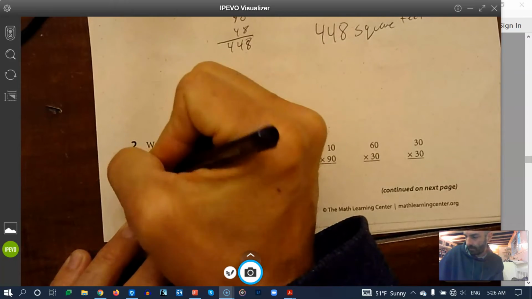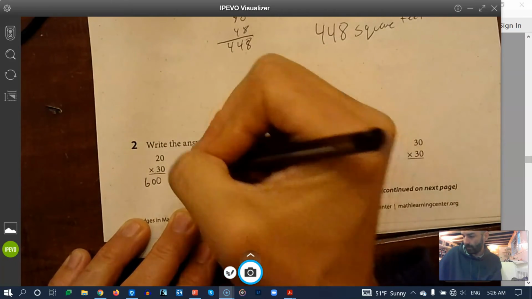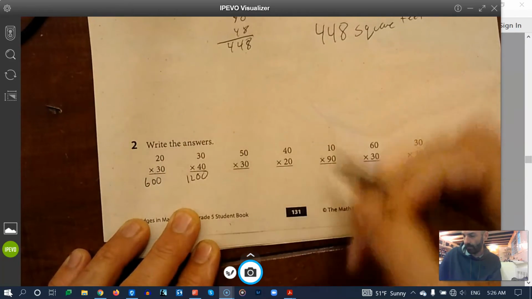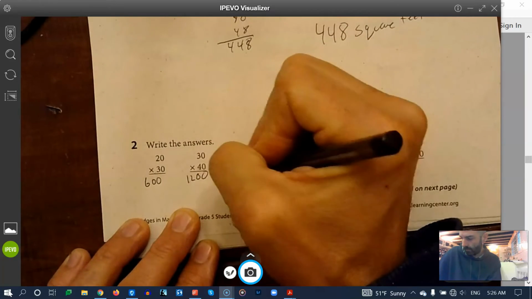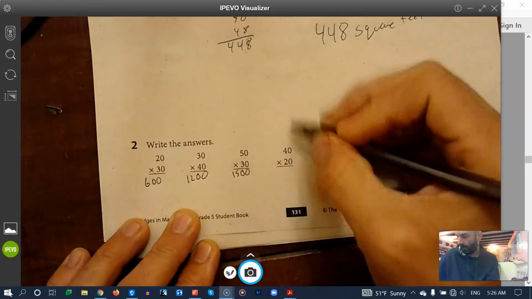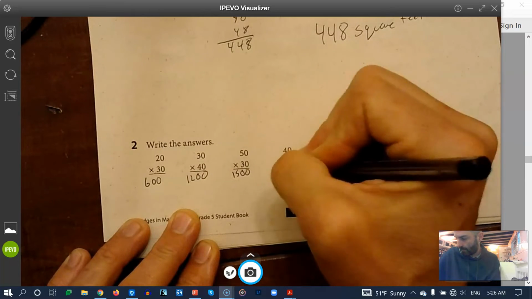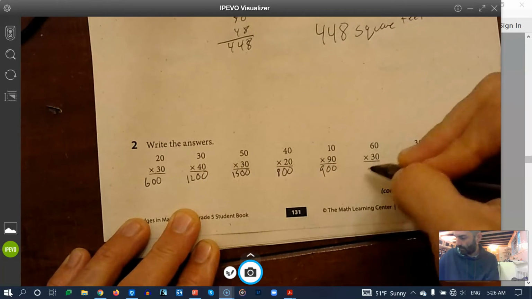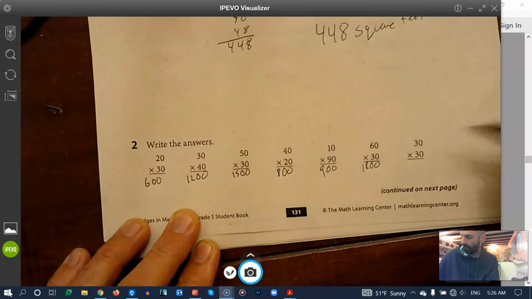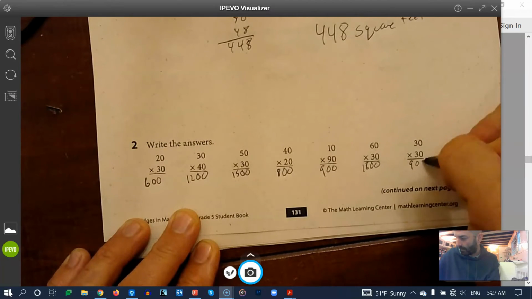So this is 600. And 4 times 3 is 12. And then we're doing it by 2 sets of 10, which is 100. 3 times 5 is 15. Again, 10 times 10 is 100. 4 times 2 is 8. 9 times 1 is 9. 6 times 3 is 18. 3 times 3 is 9. Each times 10 times 10 is 100.